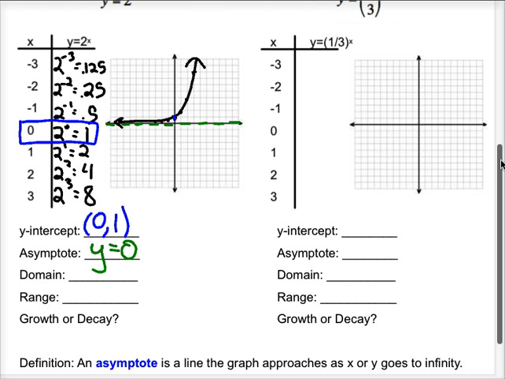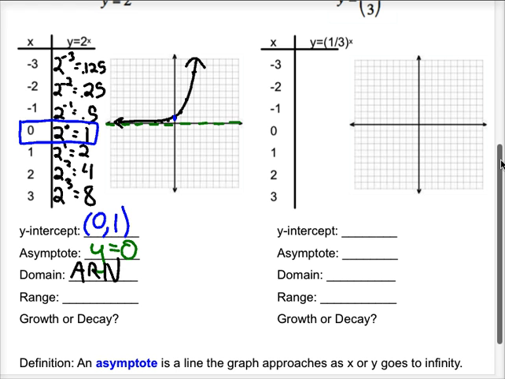All right, we want to know the domain. Now for exponential functions, domain is actually really nice. The domain is going to be all real numbers. You can put in any number you want for x, and you're going to be able to get a calculation for it. So no restrictions with our domain, all real numbers.